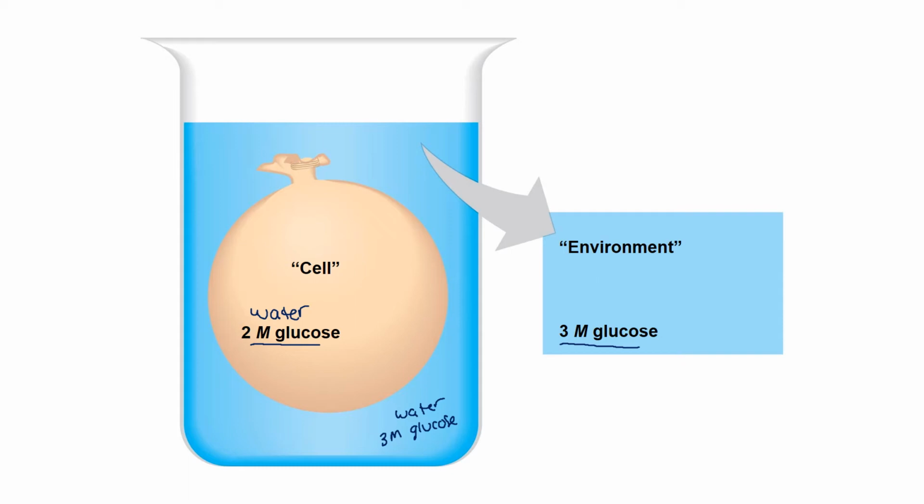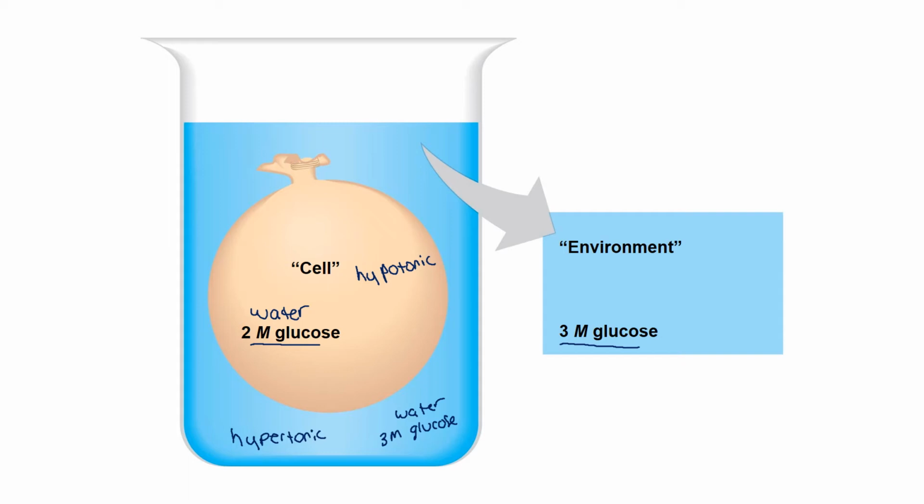So the cell has 2 molar glucose. The environment has 3 molar glucose. So the environment has a greater concentration. So you could say that the environment is hypertonic to the cell. And of course, then that makes the cell hypotonic to its environment.